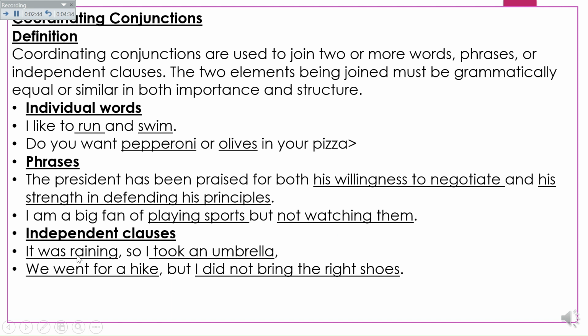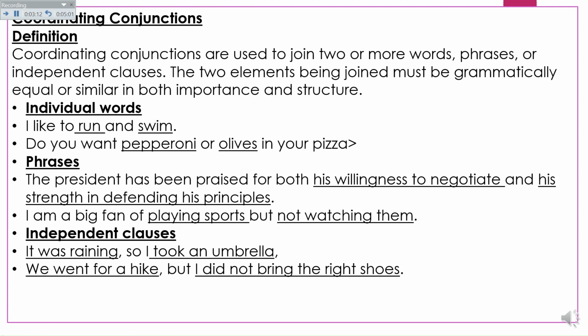Let's talk about independent clauses now, guys. It was raining. It is an independent clause. So I took an umbrella. I took an umbrella is also an independent clause because it has a subject, it has a verb. Same thing, it was raining: it is the subject, was is the helping verb, right? So we use "so" to separate them, right? So we will use a comma before "so" in case of independent clauses.